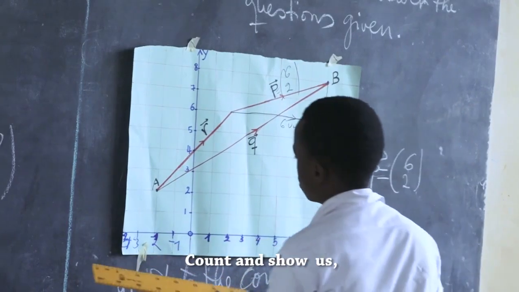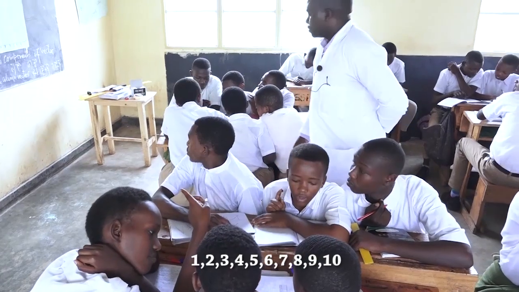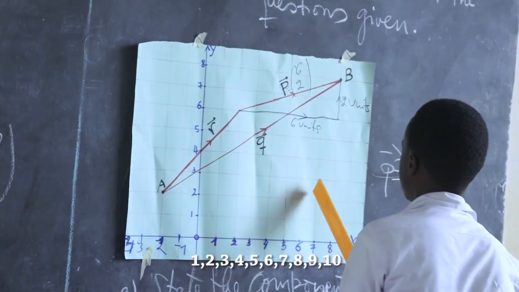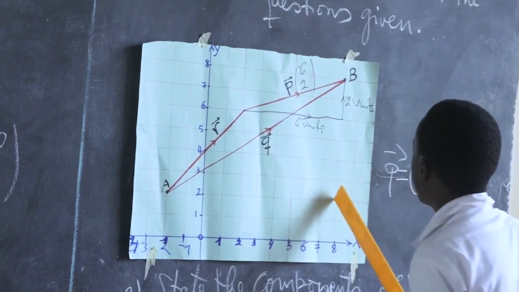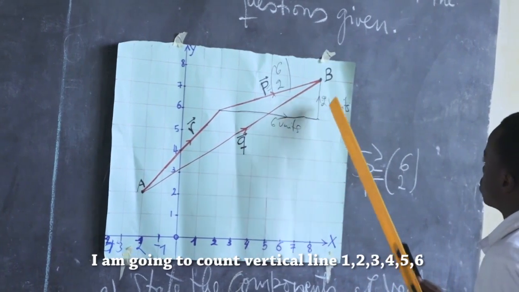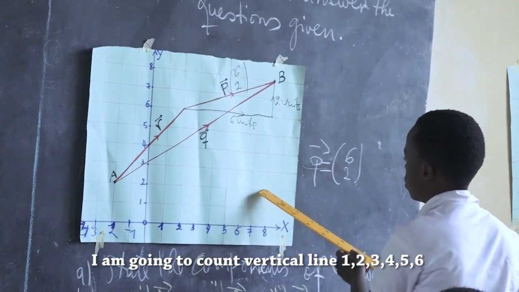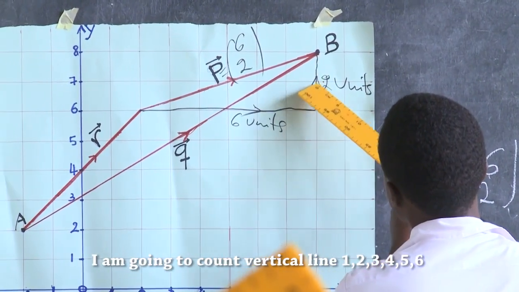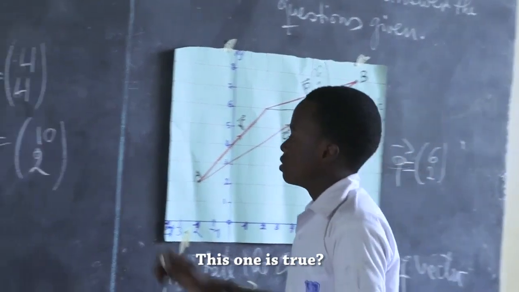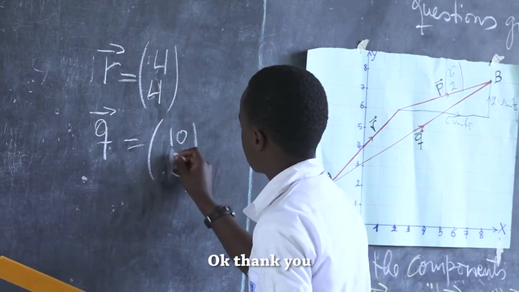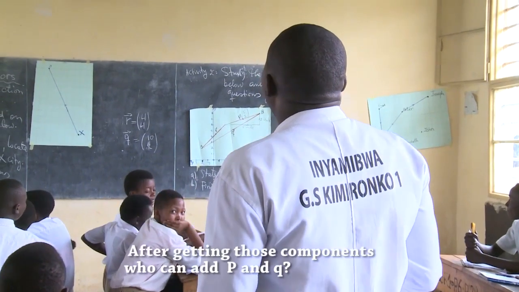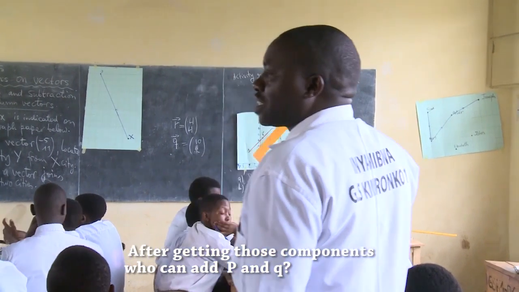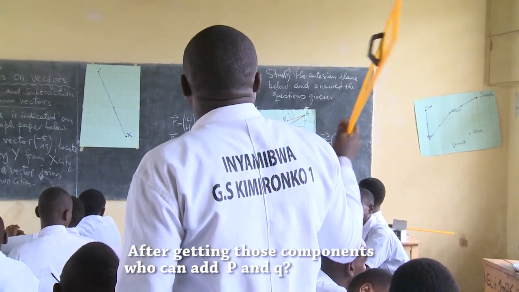Count and show us. 1, 2, 3, 4, 5, 6, 7, 8, 9, 10. I'm going to count the vertical line on that point. 1, 2, 3, 4, 5, 6. Is this one true? Yes. Okay, thank you. Now, after getting the components of those vectors, who can add P and Q?